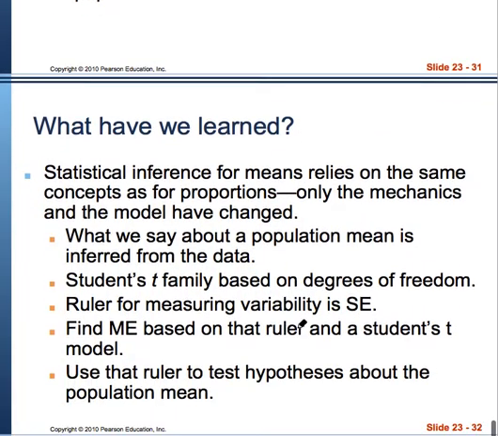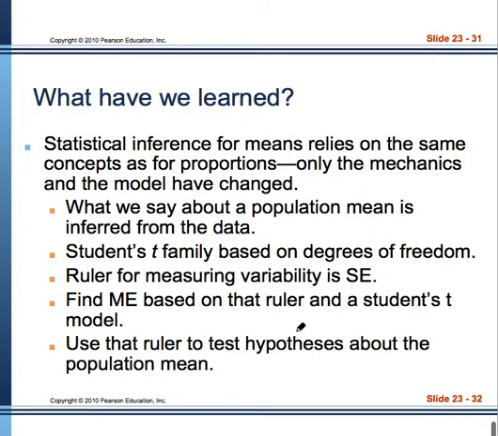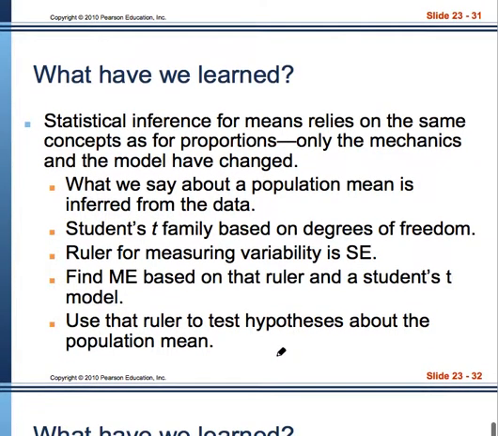All right, and I think this is the most important. The next two slides are the most important ones. This is really everything is the same for means as it was on proportions. We do the same thing. Just the mechanics and the model are what have changed. Okay. So what we say about a population mean is inferred from the data. The T family is you're going to use degrees of freedom. These are the things that are different. The ruler for measuring variability is the standard error. And finding the margin of error is based on that ruler and the T model.